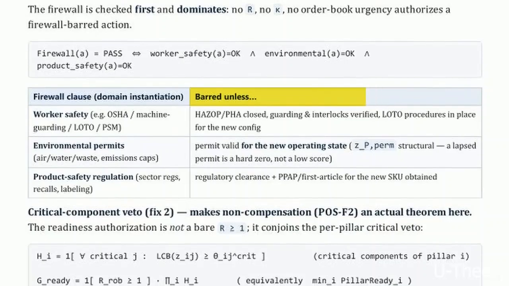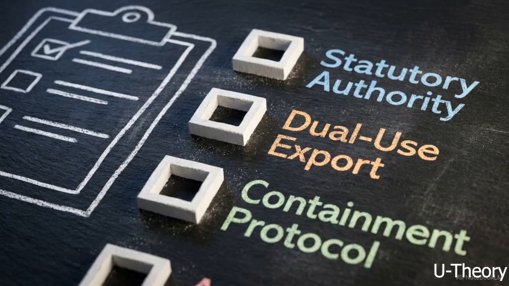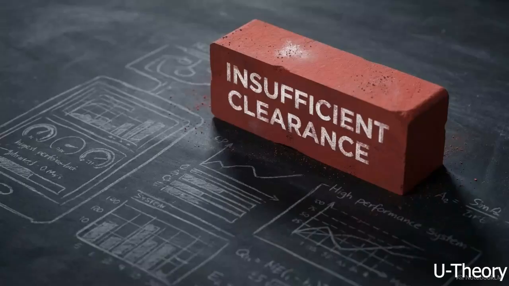Even with a perfect readiness ratio, certain actions remain universally destructive. This table shows the failure conditions for the values firewall. The C firewall operator checks the action for legal violations, dual use concerns, and extreme safety hazards. An action being readiness forbidden can be cured with preparation. An action being values forbidden is categorically barred at every readiness level. The firewall is evaluated first and unconditionally. It cannot be bypassed by high-performance metrics or emergency overrides.